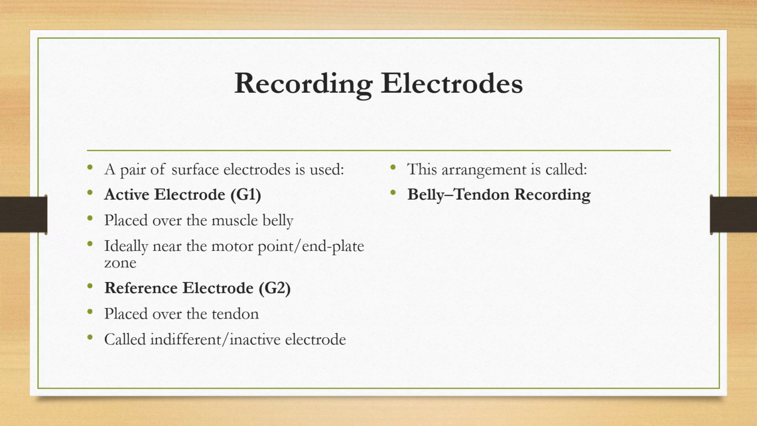Recording electrodes. A pair of surface electrodes are used for the study. Active electrode, also called G1, is placed over the belly of the muscle, ideally near motor point or end plate zone. Second electrode is reference electrode, also called G2. It is placed over tendon of the muscle. It is also called indifferent electrode or inactive electrode. This arrangement is called belly tendon recording.